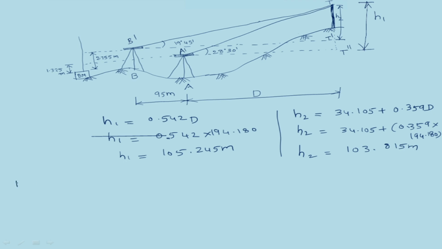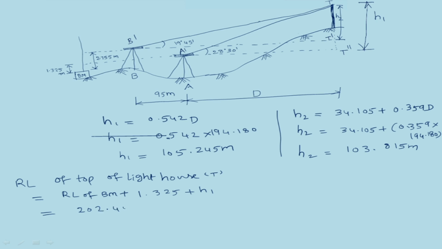By using H1, we can write the RL of top of lighthouse as, considering the instrument at A, RL of top of lighthouse is equal to RL of benchmark plus backsight reading taken from A, 1.325, plus H1. Benchmark RL is 202.45 plus 1.325 plus 105.245 meters. RL of top of lighthouse is 309.020 meters.